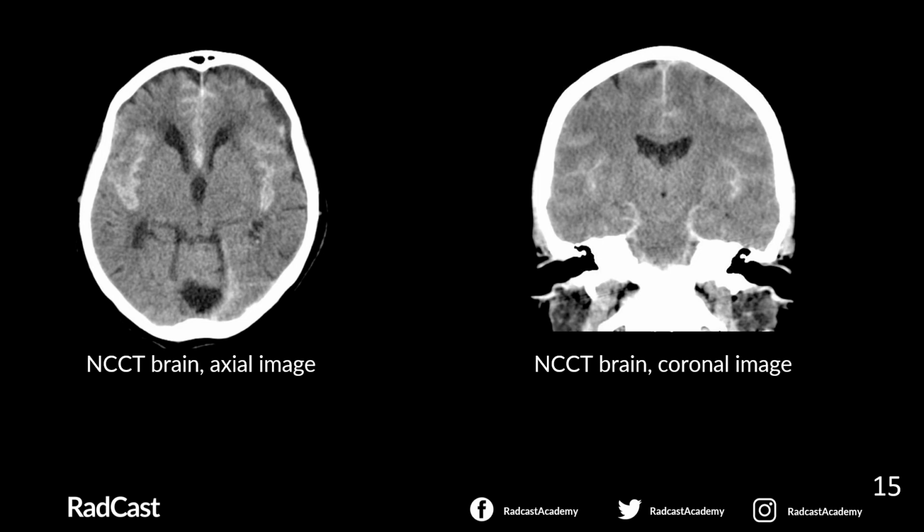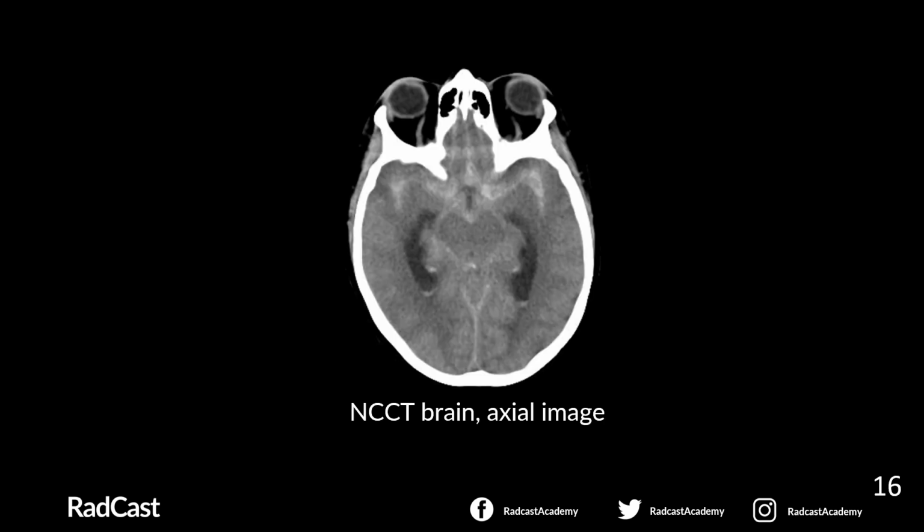Another case of typical subarachnoid hemorrhage, as you can see in axial and coronal images, presence of blood around the surface of the brain extending into the interhemispheric fissure and Sylvian fissures. In this patient, you can see the CT brain axial image shows subarachnoid blood extending around the site of the circle of Willis.